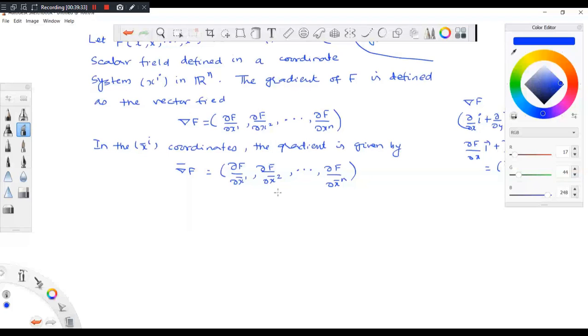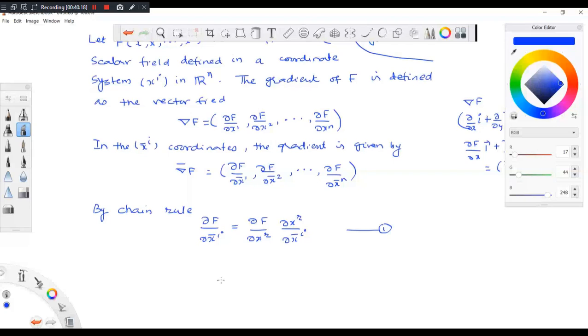Now suppose you use the chain rule. By chain rule, del f by del x bar i is equal to, how can I write this, del f by del xr into del xr by del x bar i. By chain rule, del f by del x bar i is coming here through xr. So I can use the chain rule and get this.